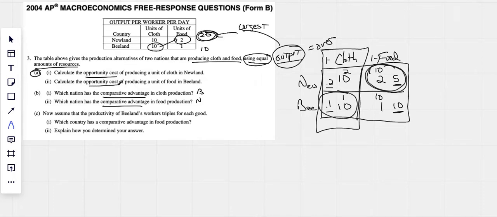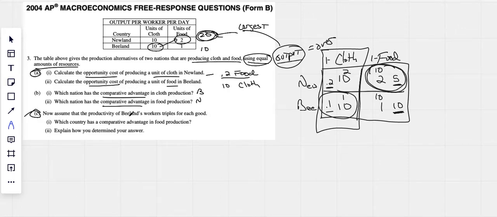Opportunity cost, though, finding the opportunity cost, you have to do the chart and figure it out. The slower, obviously not that much slower, but slower method. Opportunity cost to produce a unit of cloth in Newland is 0.2 food. That's what they're giving up. We have to know how to read these. For 1 cloth produced, Newland gives up 0.2 food. Calculate the opportunity cost of unit of food in Beeland. For 1 food produced, Beeland gives up 10 cloth. Unit of cloth, 1 cloth, 0.2 food. I got it. I think that's right.